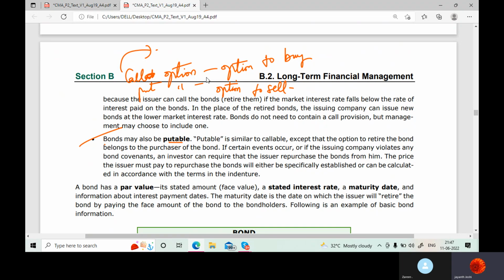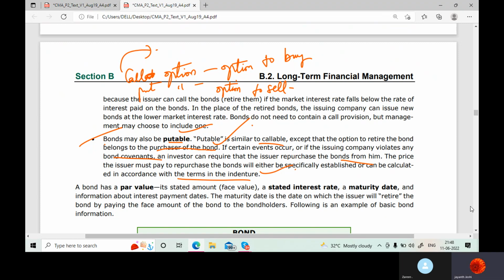But puttable is nothing but an option to sell. So bonds may also be puttable. Puttable is similar to callable, except that the option to retire the bond belongs to the purchaser of the bond. That means if certain events occur or if the issuing company violates any bond covenants, an investor can require that the issuer repurchase the bonds from him. The price the issuer must pay to repurchase the bonds will either be specifically established or can be calculated in accordance with the terms of the indenture.